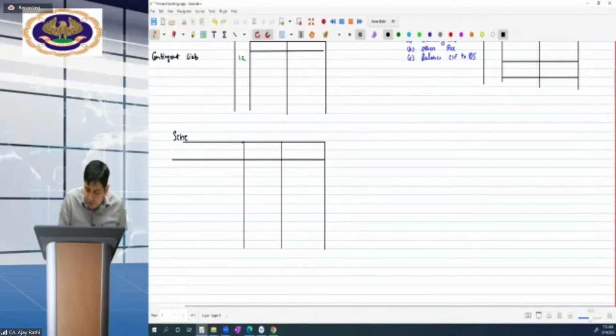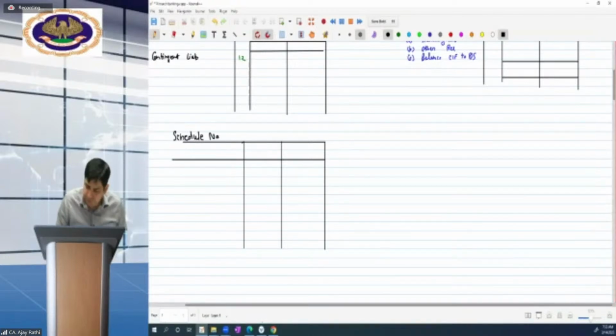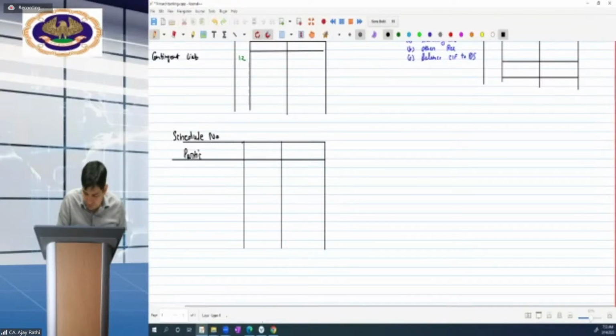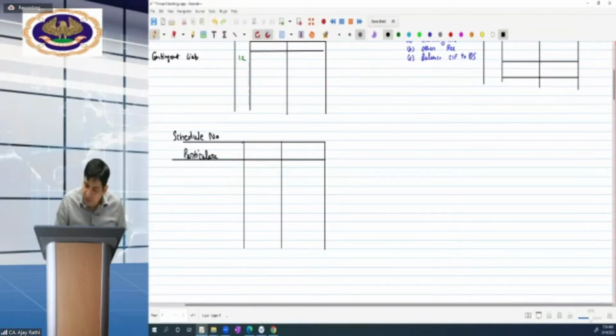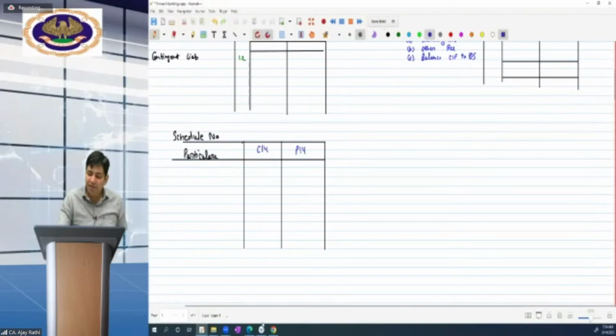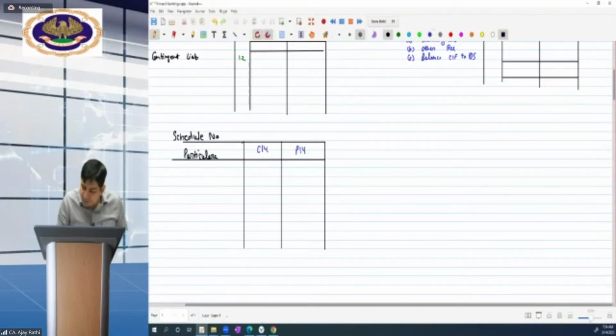Schedule number, this is particulars, and this is current year figure and previous year figure. And figures here are in 1000. So please mention there that figures are in 1000.